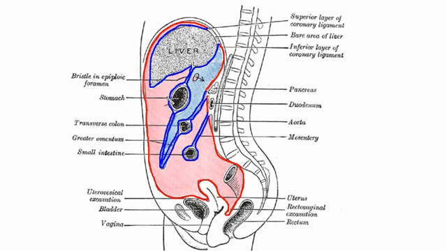So there's a potential space between the parietal peritoneum and the visceral peritoneum, and this is called the peritoneal cavity, and this contains peritoneal fluid. You can see in this red shading and this blue shading, this is the peritoneal cavity. It's this potential space between the visceral peritoneum and the parietal peritoneum. The peritoneal fluid contained in this space helps to lubricate the movement and expansion of the gut.